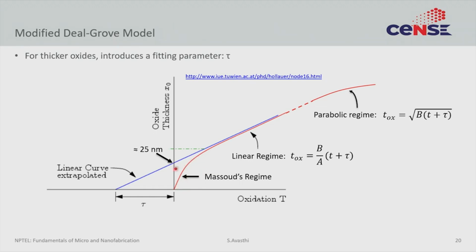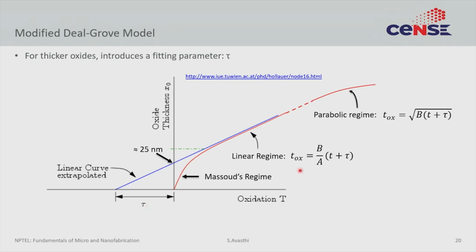However, if you are not interested in modeling accurately in this regime, what you can actually do is just extrapolate this red line all the way back to a fitting parameter tau, and this fitting parameter tau can then be used to fit the actual data without changing the formula that you already know.